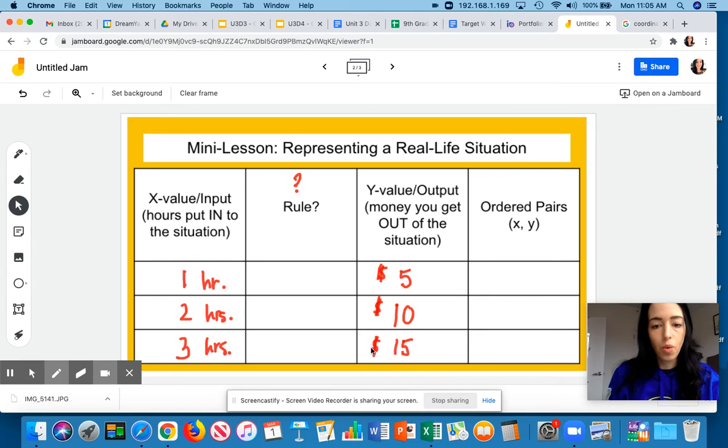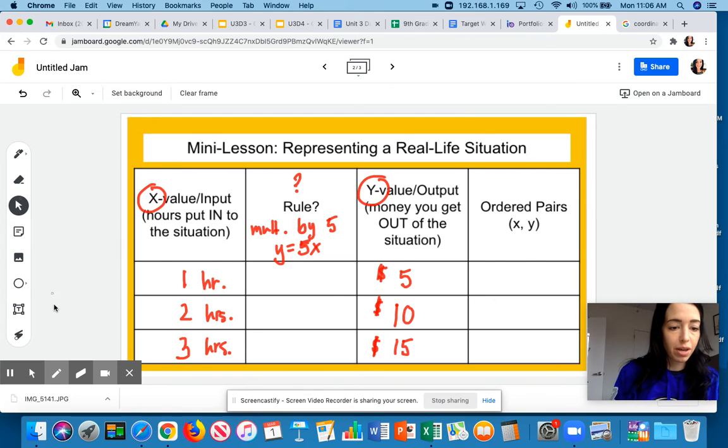Okay, well, I can see here going from 1 to 5, 2 to 10, 3 to 15, I'm multiplying by 5. All right, and how I can write that is y equals 5x. Okay, or remember x is our number of hours. I'm getting $5 per hour, and then y is the money that I get out.